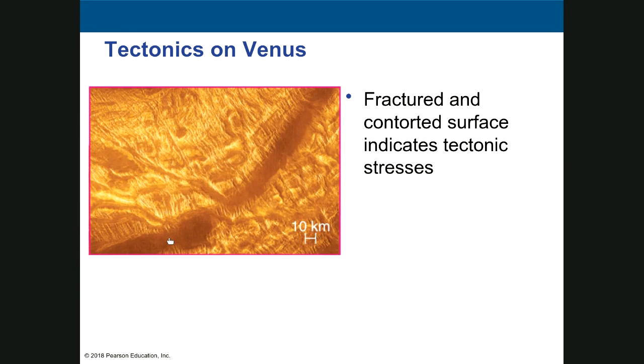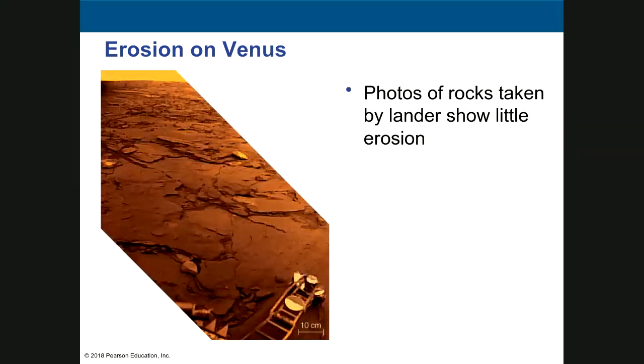And what that means is that you'd expect the fault lines to get smoothed over eventually, but they're probably creating new fractures and things like that as Venus becomes active. So this is a photo of Venus's surface. As you can see, it's cracked, but it's very smooth, relatively speaking. And these are photos of rocks taken by a Russian lander, and they show very little erosion. All right, so there's not a lot of wind.